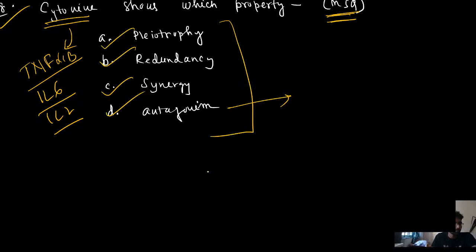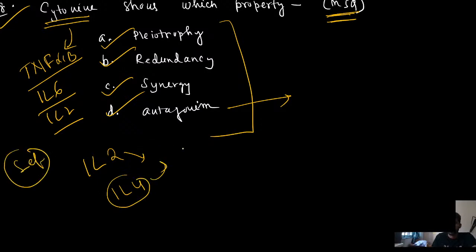Like they are all antagonist. And it's also antagonist. Suppose one cytokine is doing one thing. I think there is IL-2 and IL-4, maybe. I'm not sure. Suppose IL-2 just activates macrophage, okay, and IL-4 will inhibit it. This kind of behavior is also shown by cytokines.